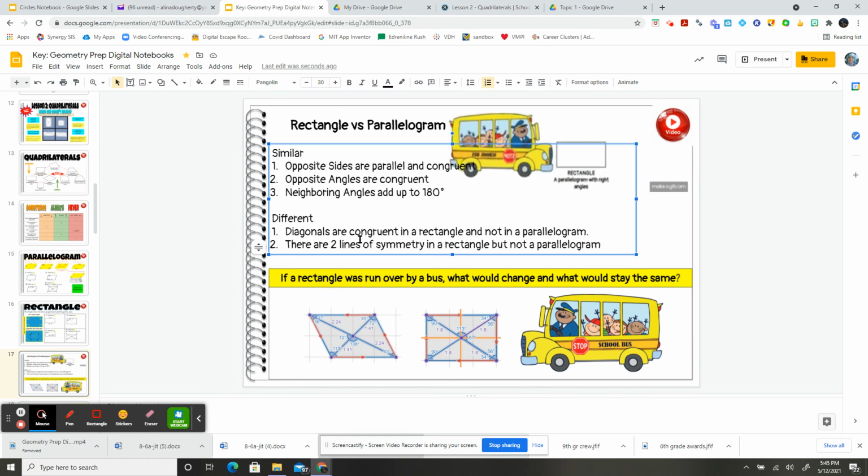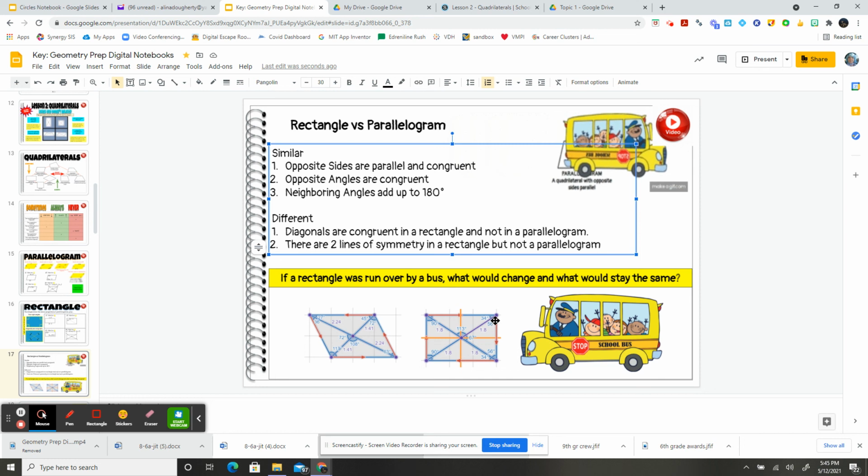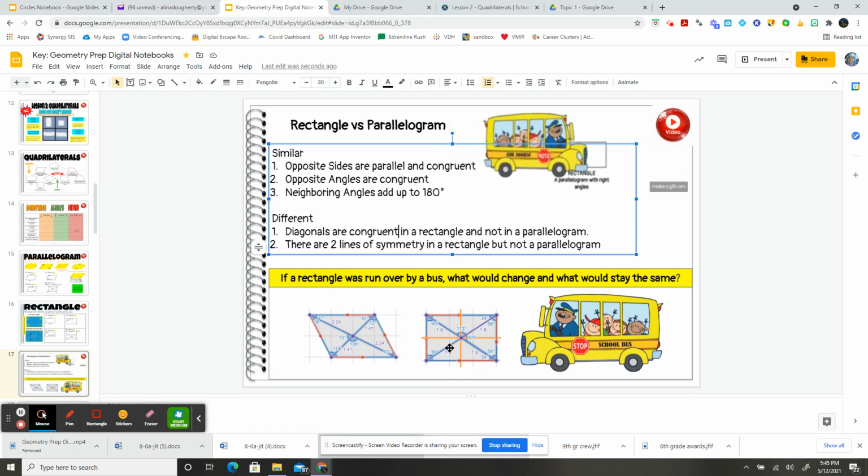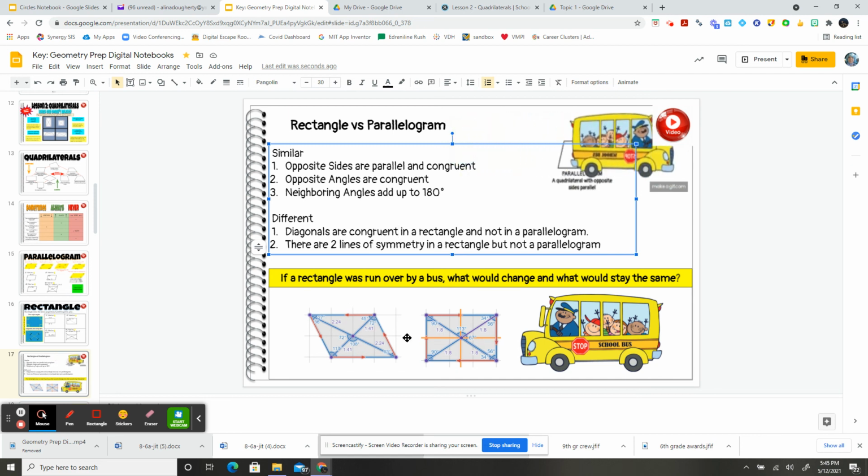So again, those are just a couple of my differences. The diagonals are congruent in a rectangle, not congruent in a parallelogram. And there's 2 lines of symmetry in a rectangle and no lines of symmetry in a parallelogram.